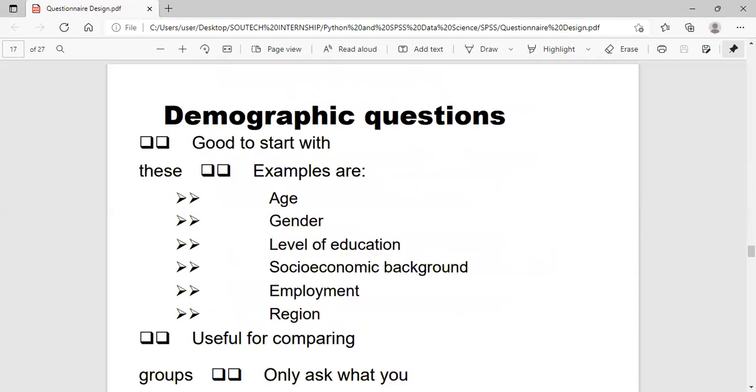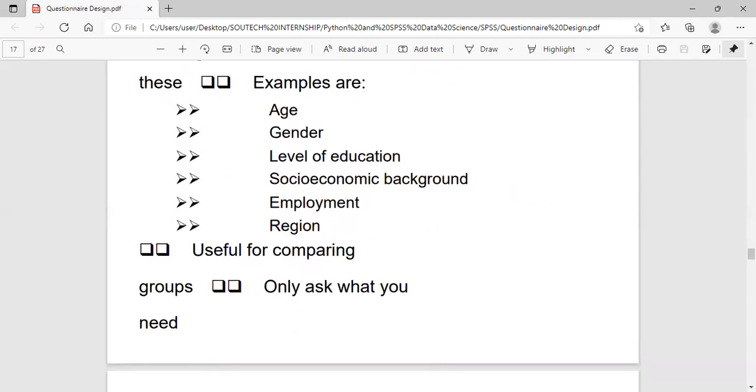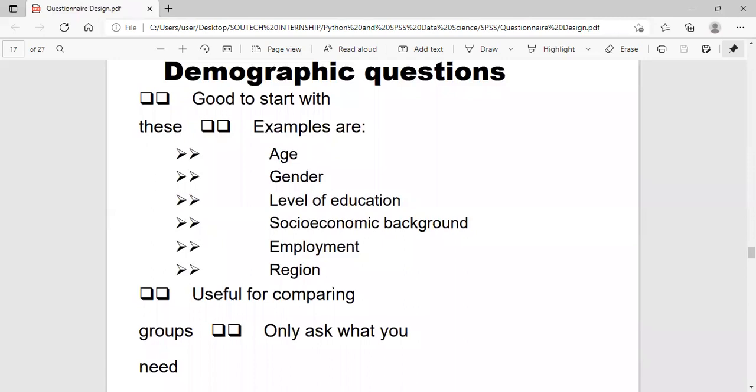Next, demographic questions include, so it is good to start with age, gender, level of education, socioeconomic background, employment, region, because these are things that people don't really have to think about. They're easy for them. It's useful for comparing groups. Only ask what you need. Very important. Only ask what you need. Don't go beating around the bush. You should know your objectives. You should know the reason for your survey, what you hope to get from your survey, and let your questions be directed towards those goals.